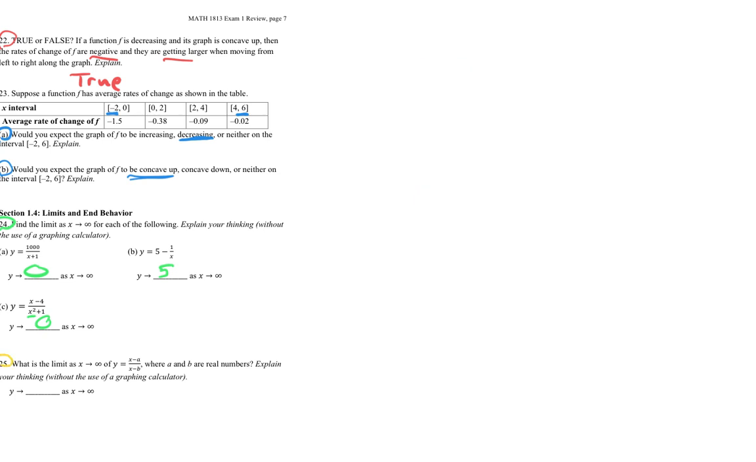Okay, so on number 25, we are taking the limit as x goes to infinity of y equals x minus a over x minus b, where a and b are real numbers, and explain your thinking without a calculator. So just by looking at this, we can see that a and b are just numbers, while x is going towards infinity. And whenever we have two x's that have the same power in the numerator and denominator, usually we can expect the answer is just going to be the coefficients divided.